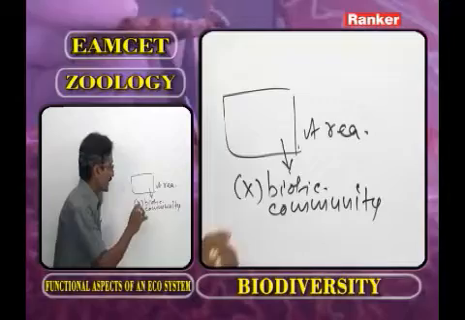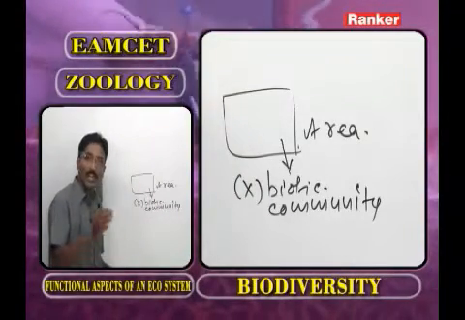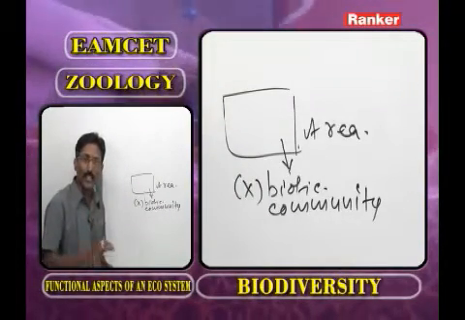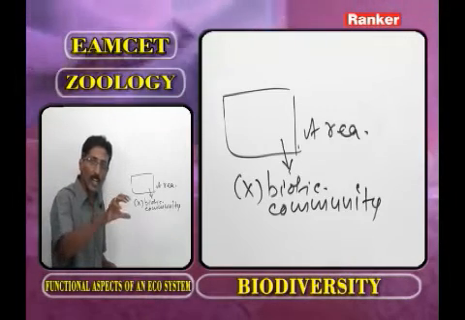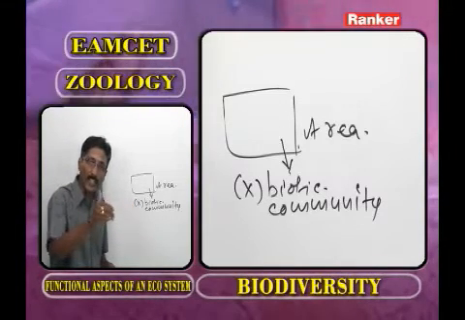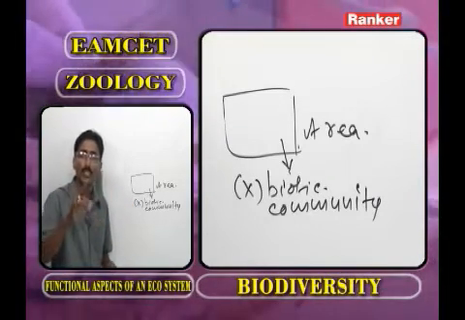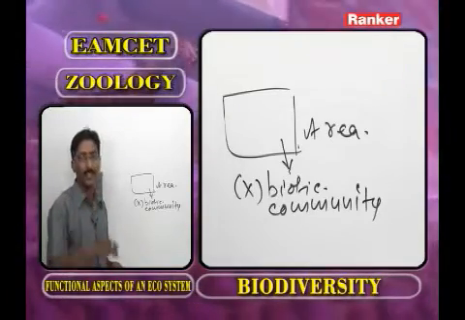The second one, in an area a community is already present. In order to establish a climax community, the already present community is slowly removed. That we call secondary succession.